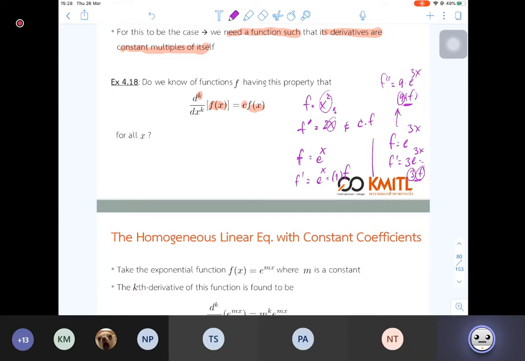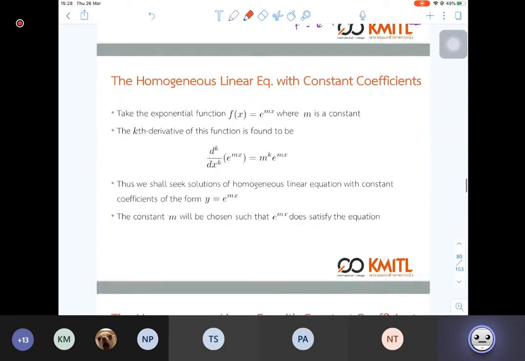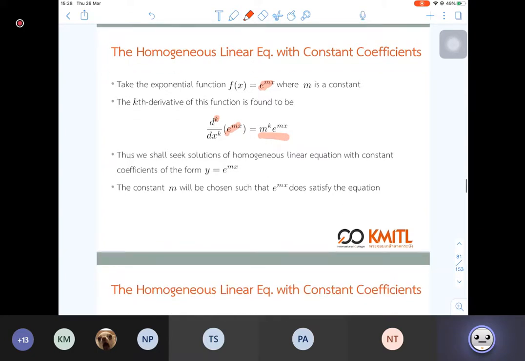So it seems like e to the power of x satisfies these properties. Okay. And it's said here, if we take e to the power of mx and we take the k-th derivative of this function, this is what you're going to have: m to the power of k, e to the power of mx. Okay. So we shall seek solutions of homogeneous linear equations with constant coefficients, right? This is with constant coefficients in this form.